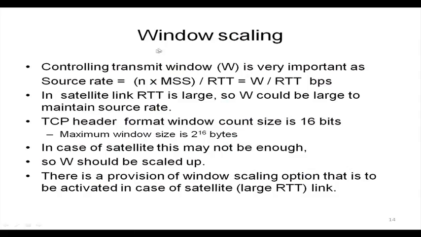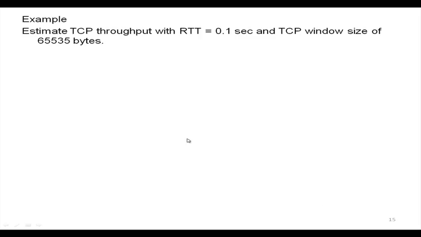Welcome back. We are talking about the TCP window scaling option. Window size can be increased because the satellite link has a large RTT. This was the last slide we have seen. There is a provision for the window scaling option that is to be activated in case of a satellite link, that is, a large RTT link. Let us take an example and try to see how it works.